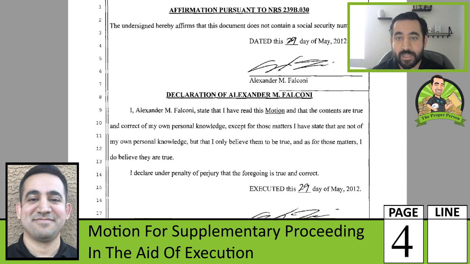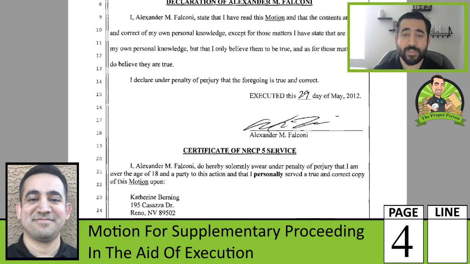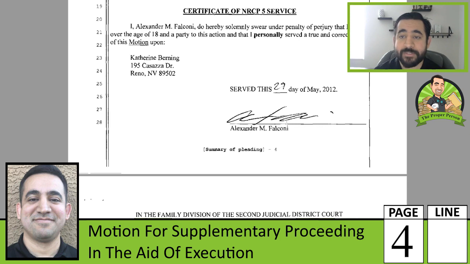Affirmation, which is the statement that lets the court know that I've reviewed this document and that it does not contain a social security number. Declaration, we've gone over these before. It's basically me swearing under penalty of perjury that all of the facts alleged in this paper are true. And we have Rule 5, Certificate of Service, indicating that I personally served this motion upon my ex's attorney, which means I took it and physically handed it to the lady working behind the desk at her law office.